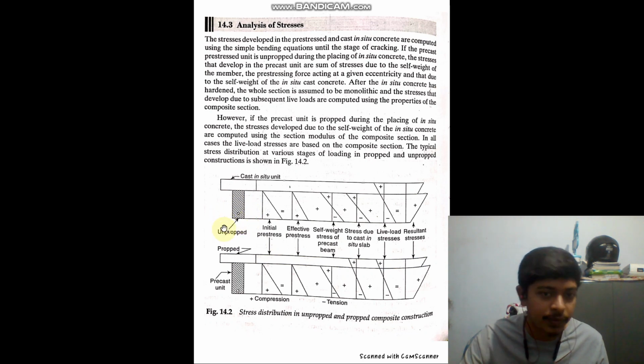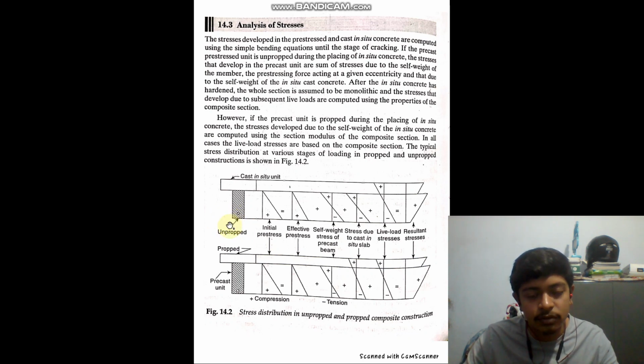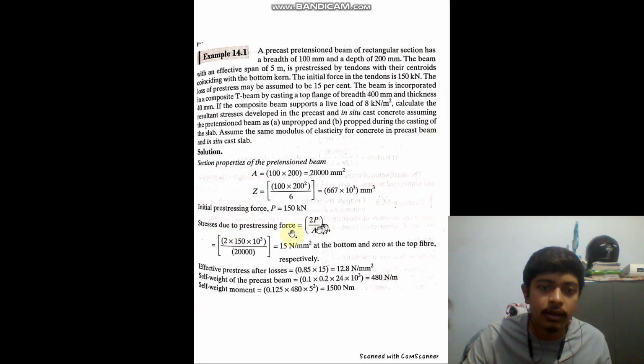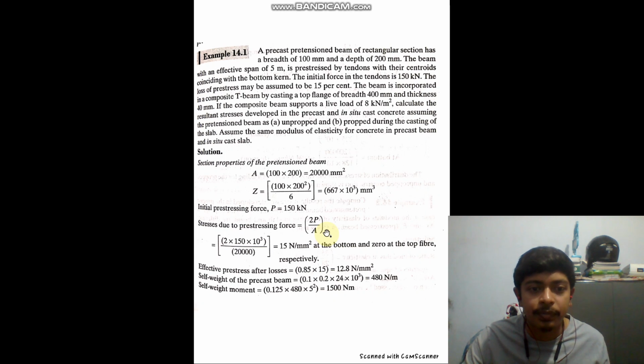So it has a specific value, like you can calculate the value at which the tendon is located. I'll ask you to do one thing: you can derive that value. At what depth is the tendon located such that there will be zero tensile stress, or the top fiber is under zero stress? You do that. If you derive it, you will find that the stress due to prestressing force comes around 2P by A. So if my tendon is at bottom curve, the compressive stress will be 2P by A. If you calculate, it comes around 15 Newton per millimeter square at the bottom and 0 at the top fiber.